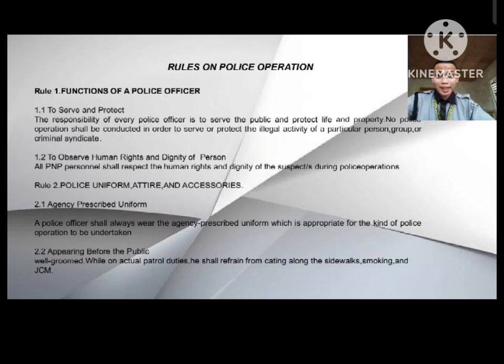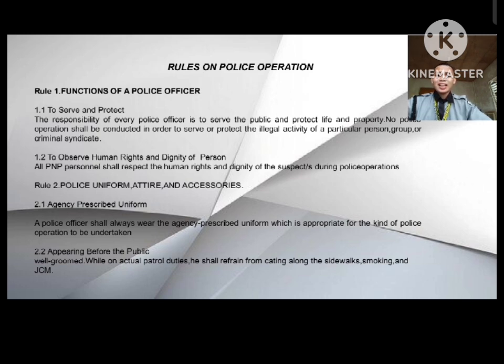Good morning, everyone. I'm going to talk about the rules on police operation. In the rules of police operation, it talks about the functions of the police officer. The first function of the police officer is to serve and protect. Their obligation is to serve the people and protect lives and property.